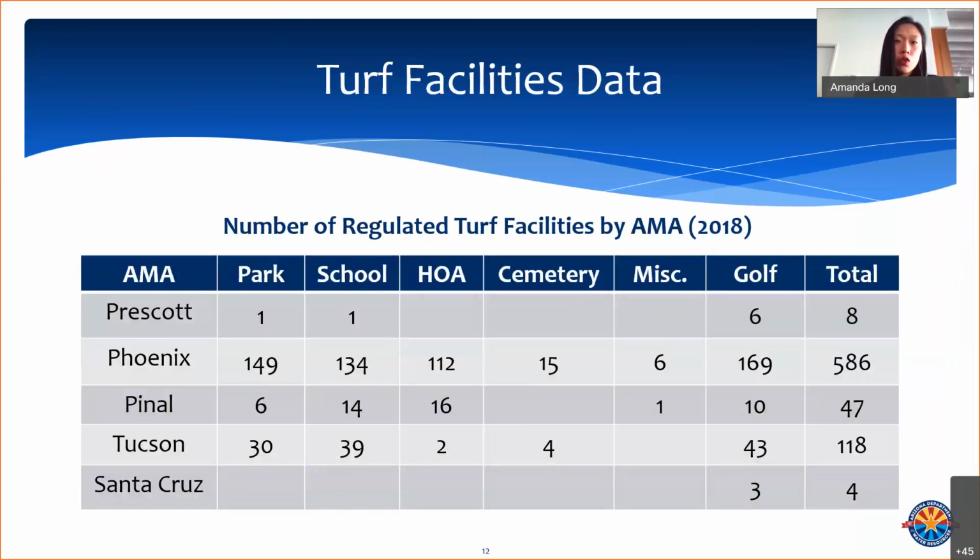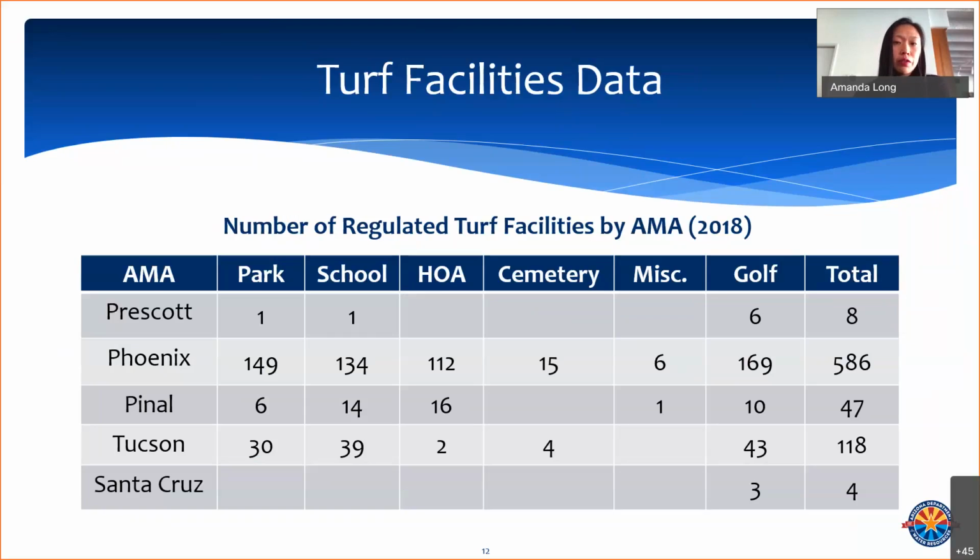This table is an overview of the regulated turf facilities, using 2018 data, which is the data that we use for our analysis. They are divided by subcategories: parks, schools, homeowner associations, and cemeteries that are over 10 acres. I also put golf courses on this slide. There are a couple of miscellaneous facilities, and they include horse tracks, research centers, airports, and a couple of other businesses that didn't quite fall into the other subcategories.